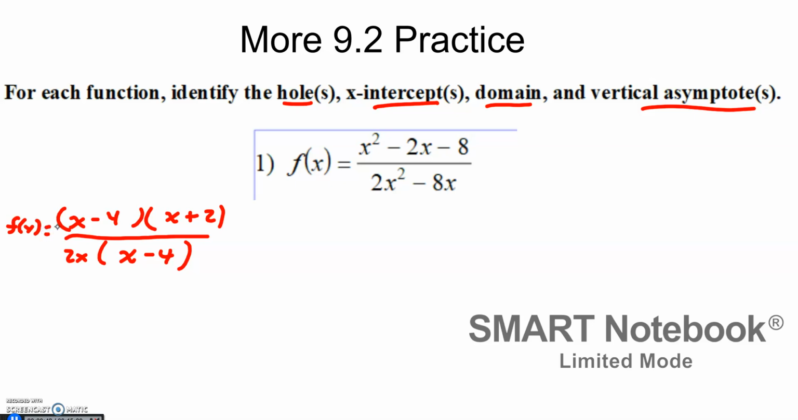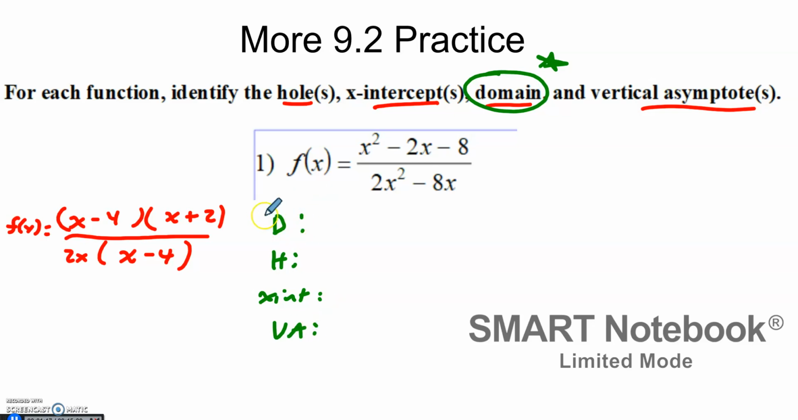Now, even though it's extremely tempting to cross out the x - 4's right now, I would really push that you always find your domain first, because domain is the only thing out of these 4 that you find before you cross anything out. So I'm going to make a list. I'm going to find domain first, then the holes, then the x-intercepts, and then I'm going to end with the vertical asymptotes.